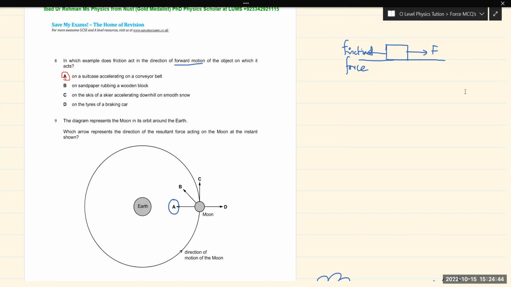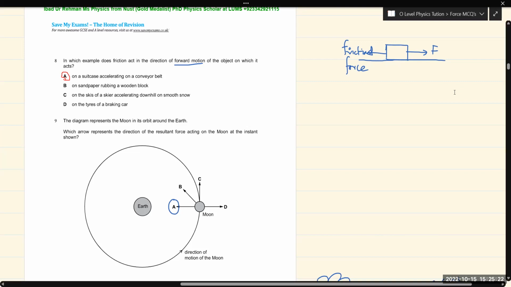On which it acts. So a sandpaper rubbing on a wood block, obviously वो हमारे पास है, on the skis of a skier accelerating downhill on smooth snow, or on the tires of the braking car. ठीक है, so on a suitcase accelerating on a conveyor belt. ठीक है, suitcase जो मूव कर रहा होता है कन्वेयर बेल्ट पे, वो बुनियादी तौर पे फ्रिक्शन की वजह से मूव कर रहा होता है और फ्रिक्शन उसे आगे मूव लेकर जा रही होती है. ठीक है, सो डायरेक्शन ऑफ मोशन और डायरेक्शन ऑफ फ्रिक्शन हमारे पास सेम हुआ करती है.